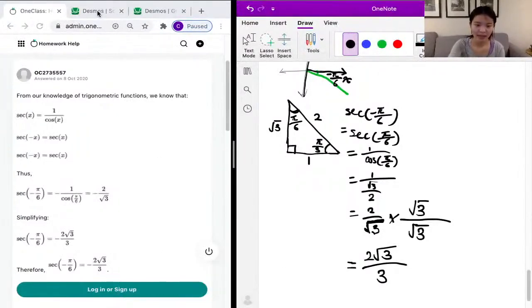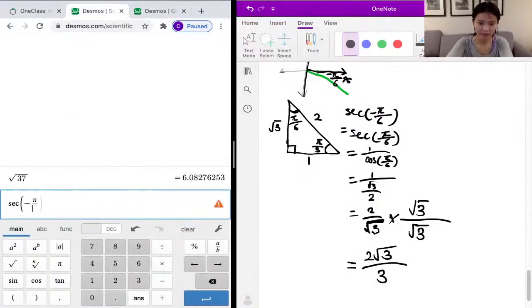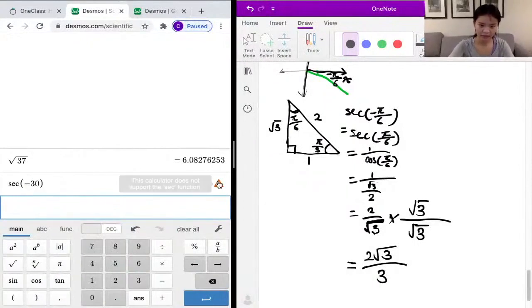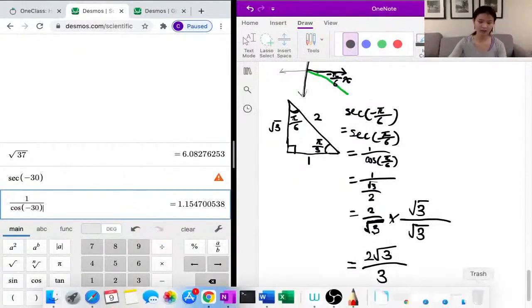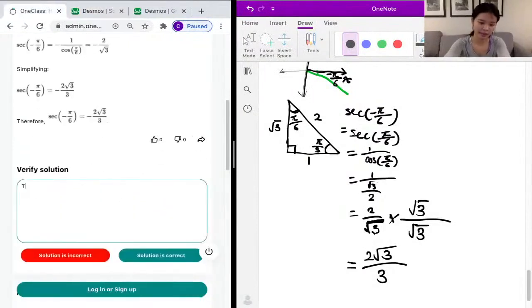You know what? I'm not that confident, so let me check with the calculator that my solution is indeed correct. I think they only support degrees instead of radians, so negative 30 degrees. It gives an error. What's the error? Oh, it doesn't even support secant. So let's just do 1 over cos of negative 30 degrees, and it's positive. Okay, so our solution is correct, and the sample solution is wrong. So let's say the solution is incorrect.